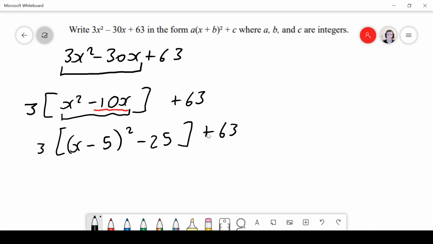And so I'm going to times everything here through by 3. So I'm going to get 3 lots of (x minus 5) squared. Then 3 times minus 25 is minus 75. And then I'm adding that to 63. So minus 75 plus 63 we get minus 12. So 3 lots of (x minus 5) squared minus 12. So in this question, a is equal to 3, b is equal to minus 5, and c equals minus 12.